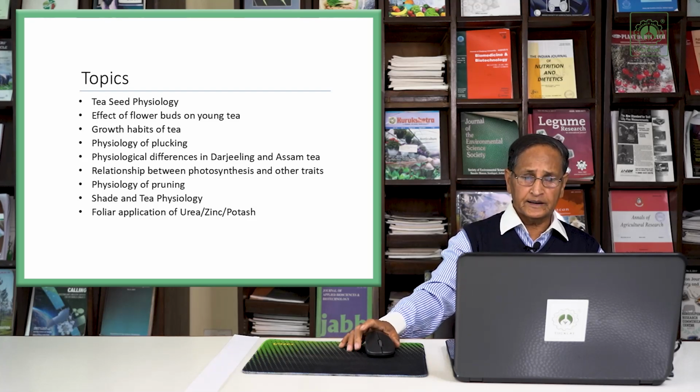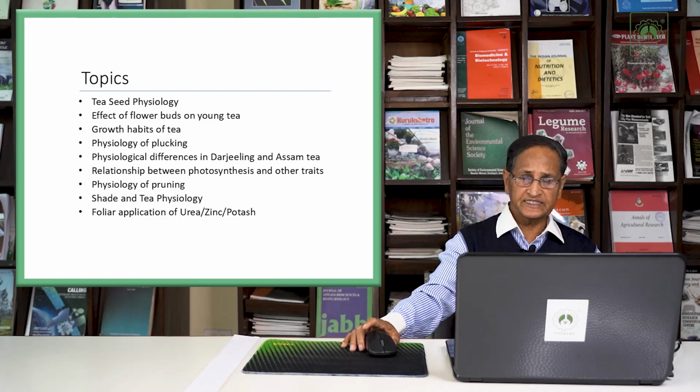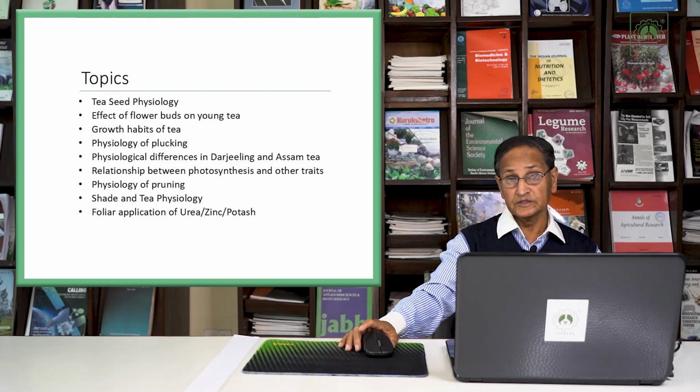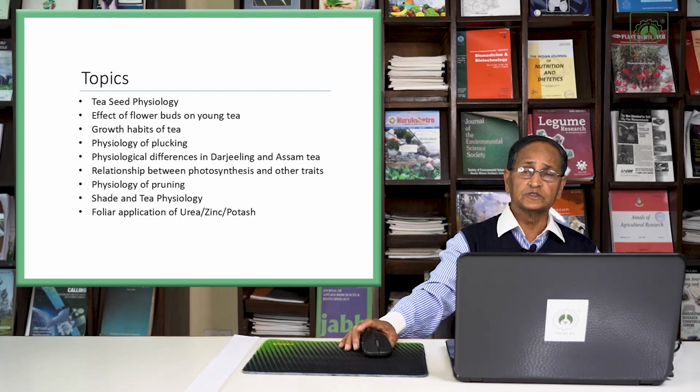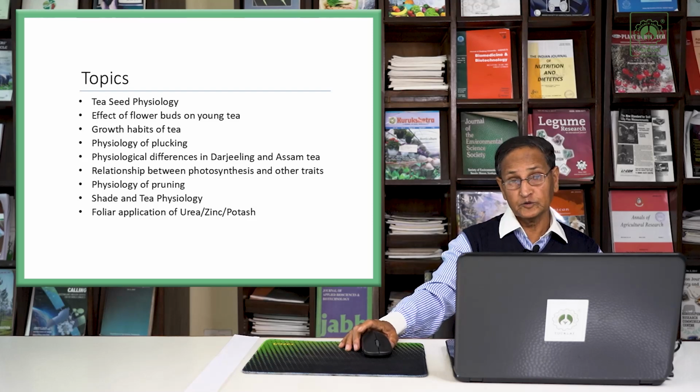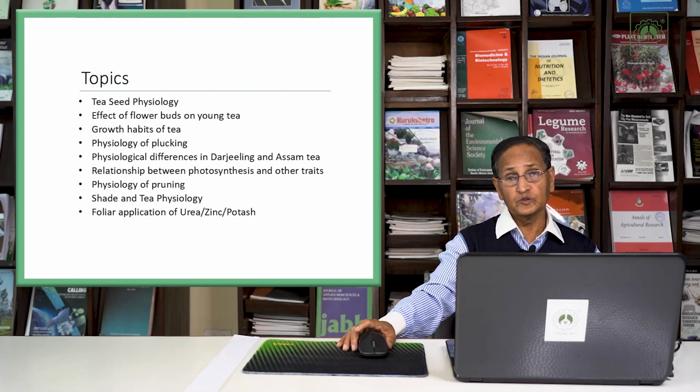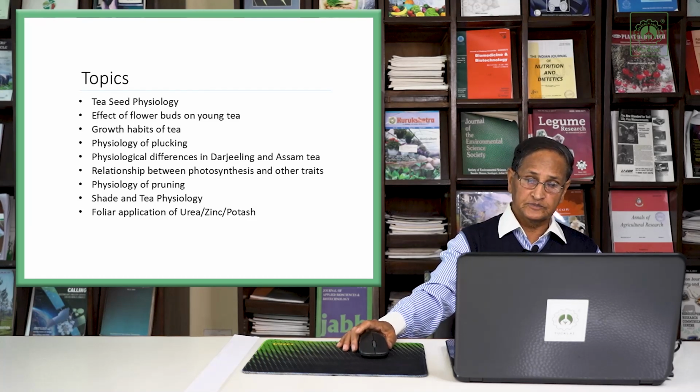Then one of the most important subjects is shade and tea physiology. Why in northeast Indian conditions we are using shade trees, particularly Albizia chinensis, Albizia odoratissima, which belong to the leguminous plants. Why are we not using other plants which are not leguminous? Of course, in South India, Grevillea robusta is used, which is not recommended at all in northeast Indian conditions.